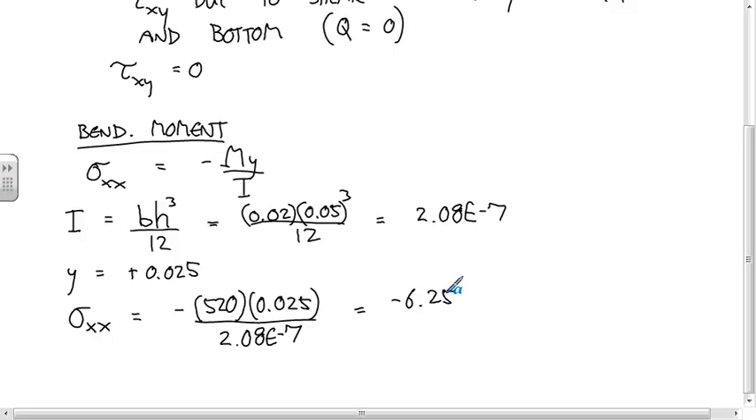Negative 6.25 times 10 to the positive 7. What are the units? It is newtons per meter squared, and that's pascals. And so the stress tensor due to bending is equal to negative 6.25 times 10 to the 7, zeros everywhere else.